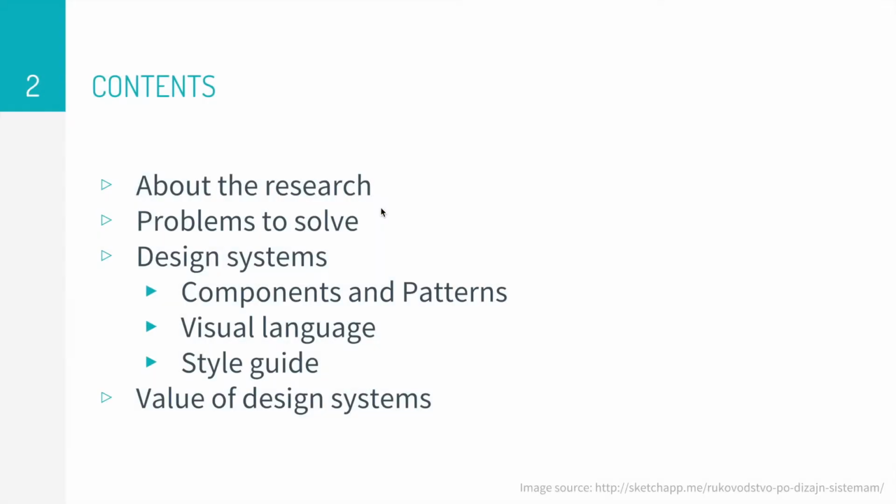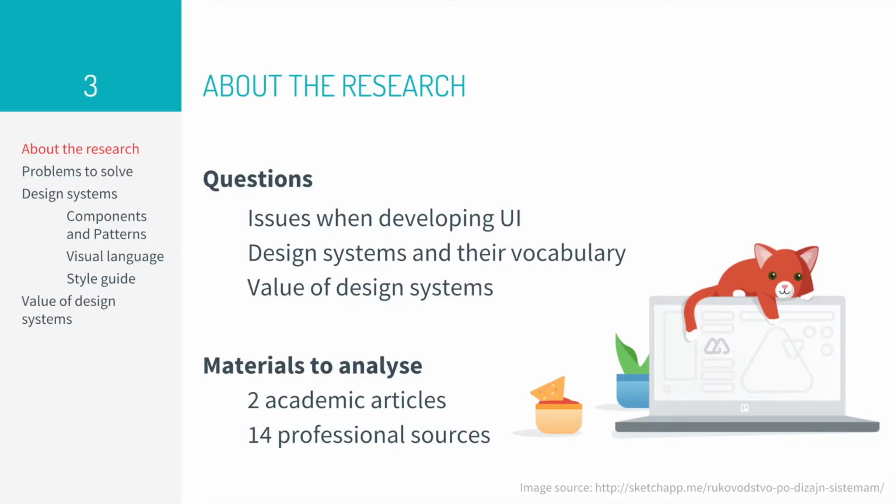So basically, during this course, I made a research examining different sources. There were 2 academic papers and a lot of professional sources, many professional sources. And the questions I was trying to study are: what are the issues when developing user interfaces on the web, the design system concepts, which is a more systematic way to provide good user interfaces, and the value of design systems.